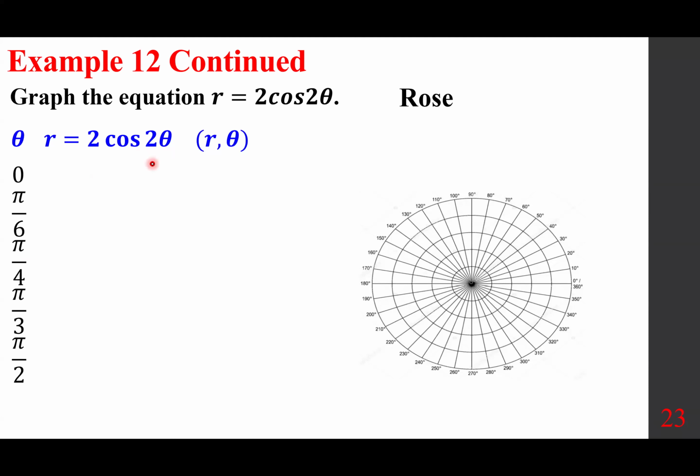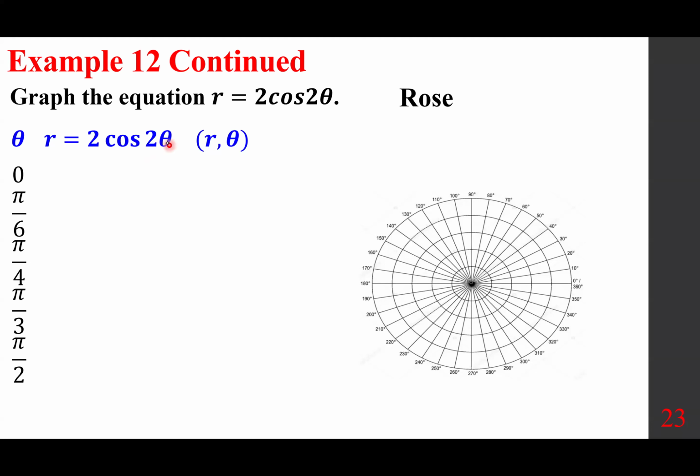Cosine of pi is -1, and that gives us negative 2 times -1, which is -2. Pi over 3 gives us 2 pi over 3. Cosine of 2 pi over 3 is the same as cosine of pi over 3, but negative, so -1/2. 2 times -1/2 is -1.